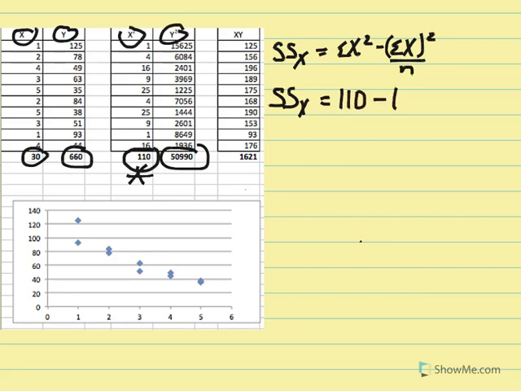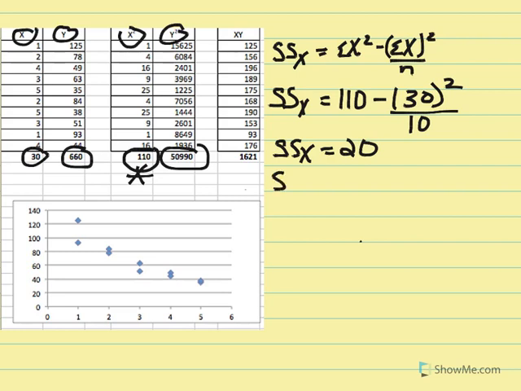minus the sum of X, that's 30. I'm going to square that, and we have 10 values. So if we do the calculation, 30 squared divided by 10 subtracted from 110, SSX is equal to 20. And this should look familiar because that's the exact same value it equaled using the definitional formula. So we should get the exact value. There should be no differences. If there are, then somewhere in our calculations we've gone wrong. So we get the same value.